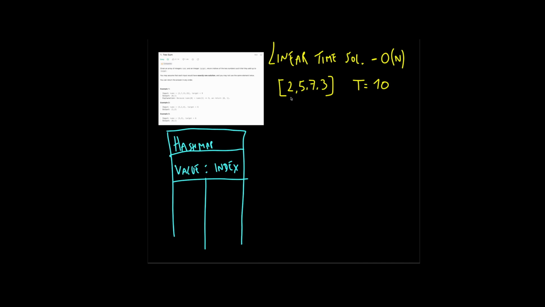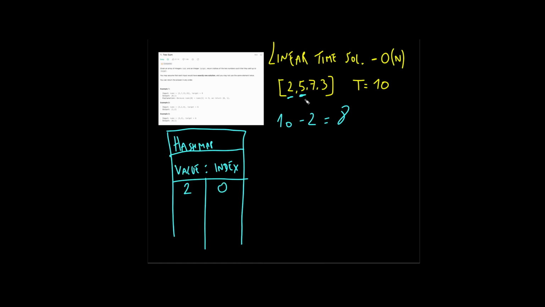In the linear time solution, we will just need to go through the array once. So let's first select the first element of the array, 2. We're gonna check if the number that added to 2 is gonna give us the target is actually in the hash map. So in this case, we're gonna compute 10 minus 2, and we're gonna look whether 8 is in the hash map. In this case, it's not. So we're gonna add 2 to the hash map, with 2 as the key and the index of 2, which is 0.